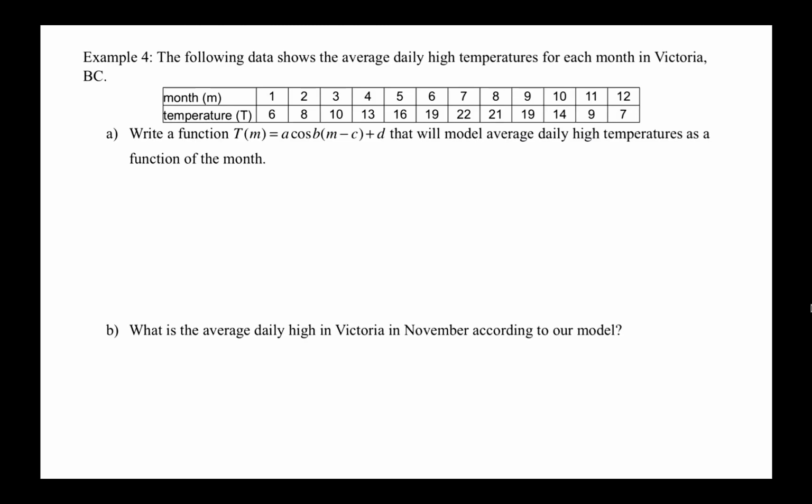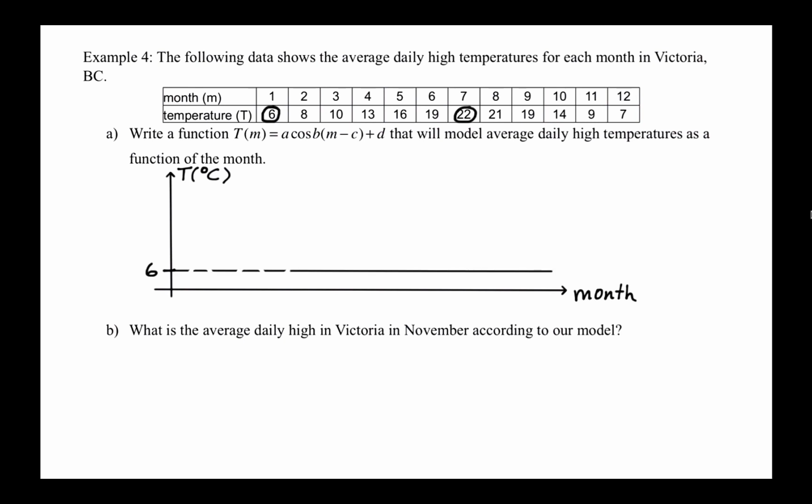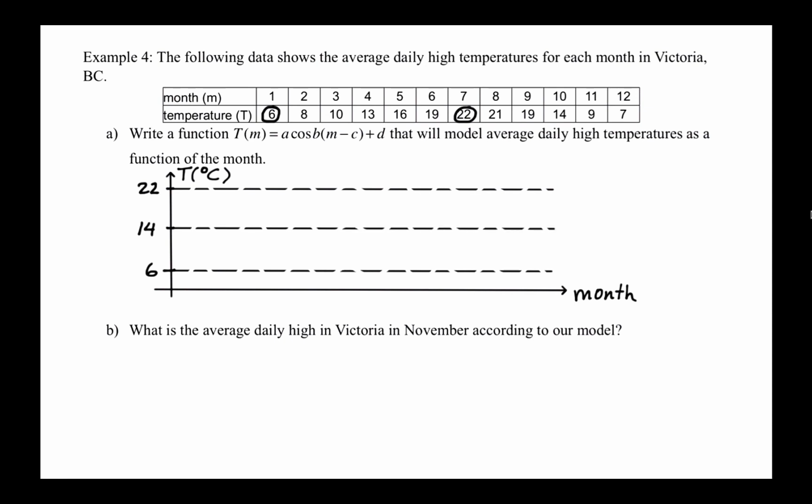And final question here, we're looking at data for the average daily high temperatures for each month in Victoria. Of course, month number 1 corresponds to January and month number 12 corresponds to December. So if we take this data and we graph it, this is what it looks like. So I can see the low and high temperatures. The low temperature is 6 degrees Celsius, high temperature is 22 degrees Celsius.